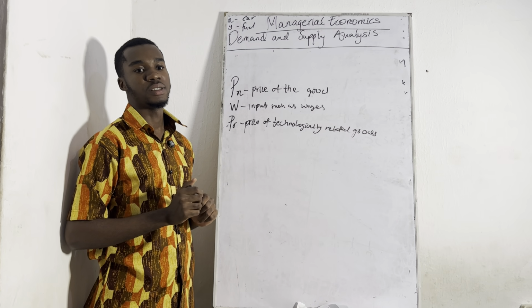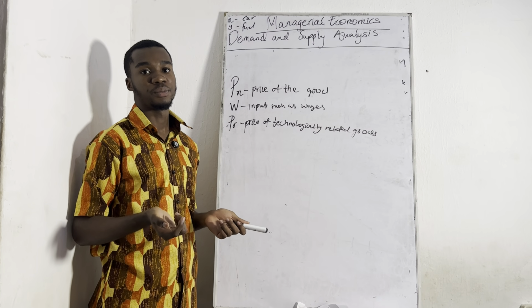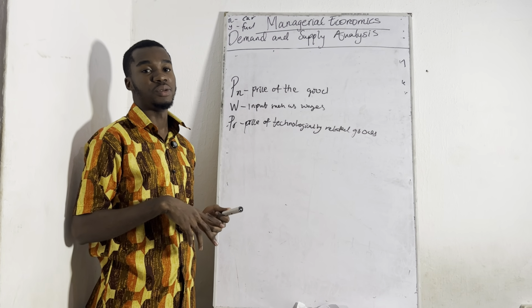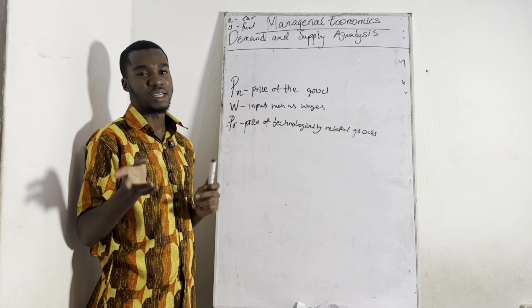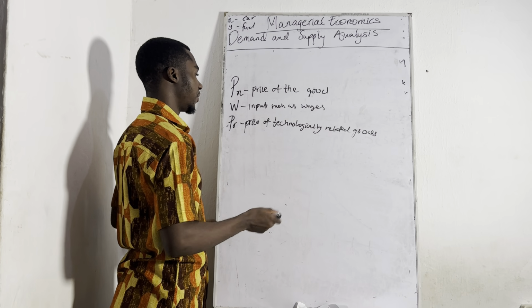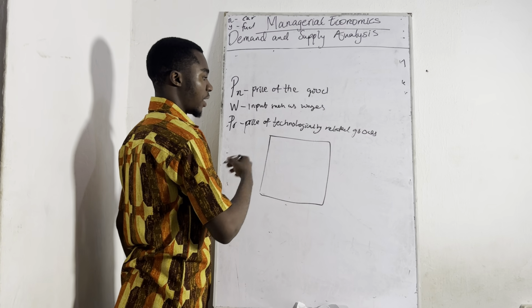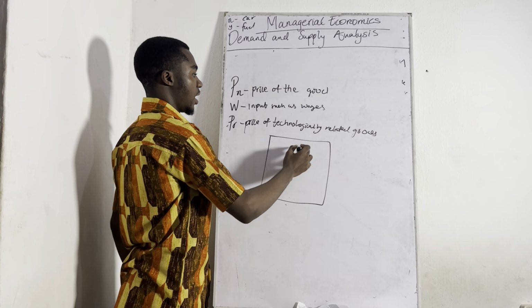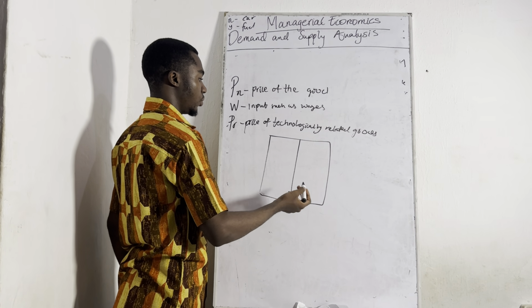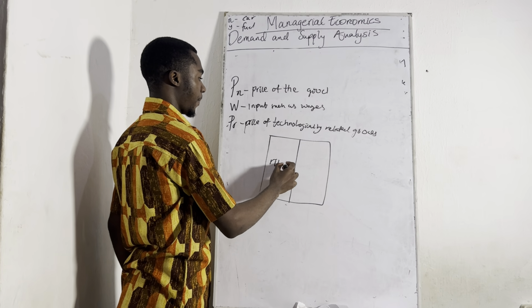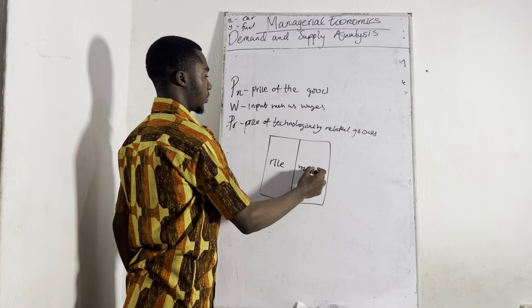Let's say I have a farm, and I can use it to produce two crops. They are technologically related. So this is my farm, let's say one plot, and I can use it to produce, let's say, two crops, rice and maize.